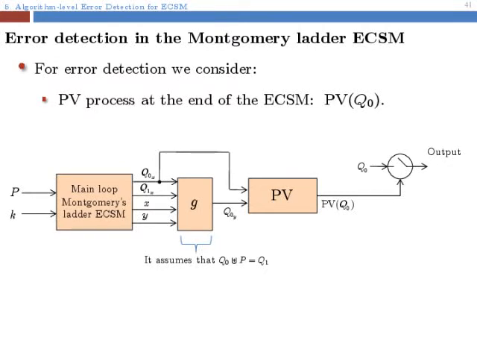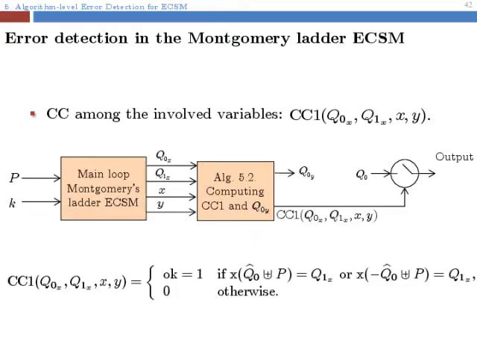For the Montgomery ladder algorithm, we can use 2 approaches. One is the well-known point verification. The Montgomery ladder algorithm only computes the x coordinate of the intermediate points Q0 and Q1, and we also have the input point whose coordinates are x and y. In the final part of the algorithm, they use a function that computes the y coordinate of the result. After that we compute point verification, and we can detect some errors.